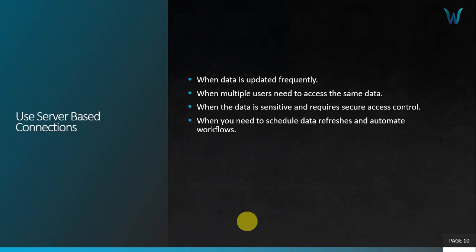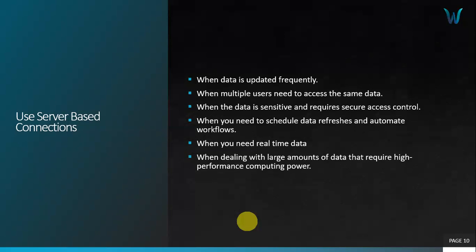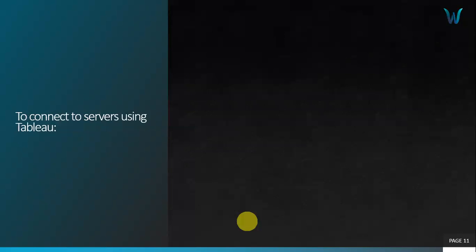And then when you need to schedule data refreshes and automate your workflows, it's more efficient and effective to work with server-based connections. Also, when you need real-time data, you can use platforms like Apache Kafka, Flink, etc., to build solutions that provide real-time data effectively and efficiently using server-based connections. Then when you work with large amounts of data that require high performance, that's big data, then it's best to work with server connections also.